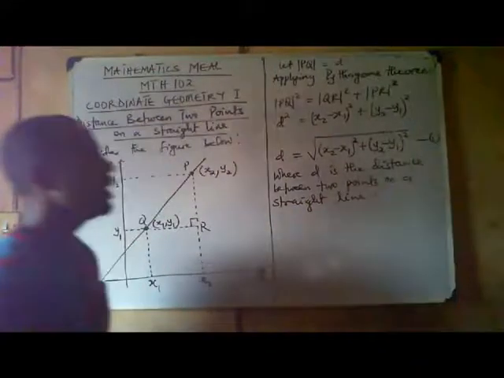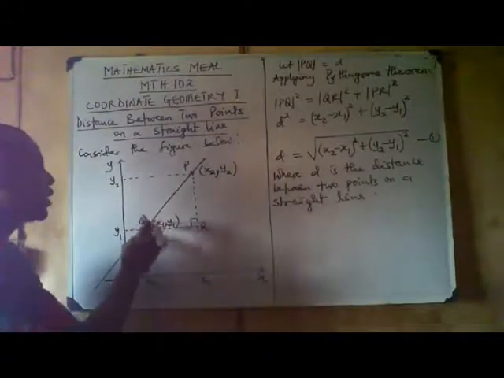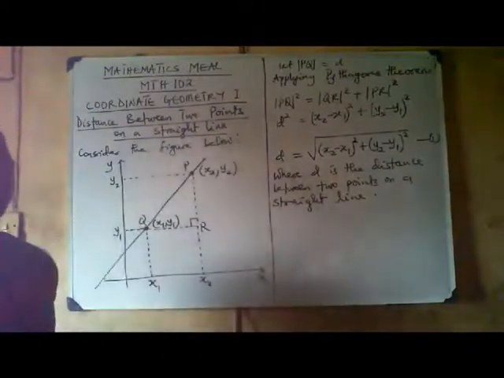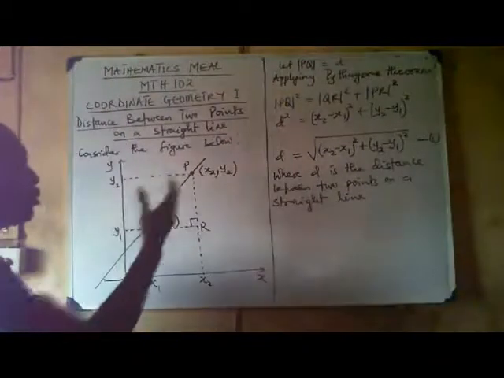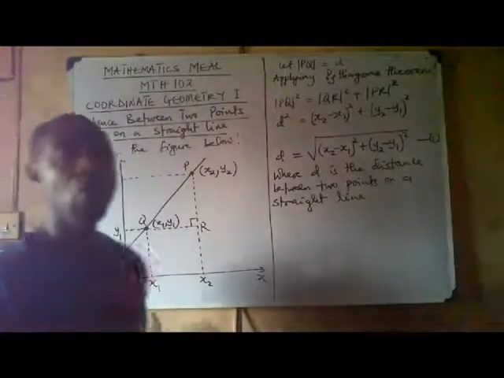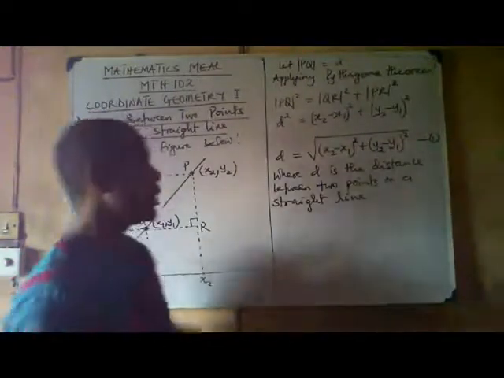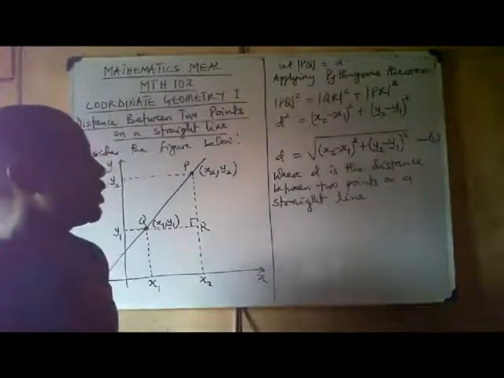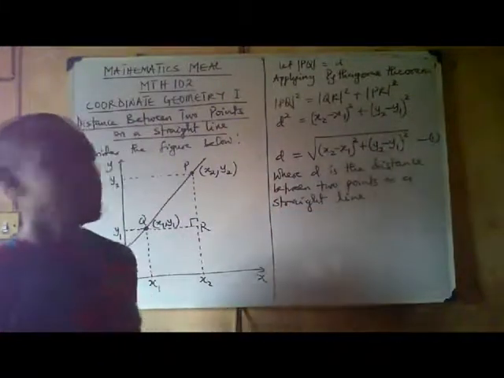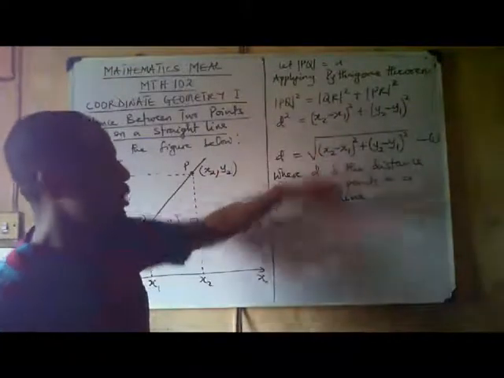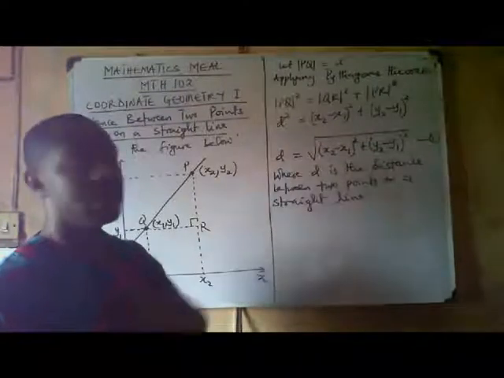So when the coordinates of the 2 points are known, like if I know this coordinate and I know this coordinate, then the distance between them can be found. Yes, can be found. So once the coordinates of 2 points are known, then the distance between them on the straight line joining them can be found using that expression. All we need to do is to identify the coordinates, and then substitute in this equation, and then we can get our distance.